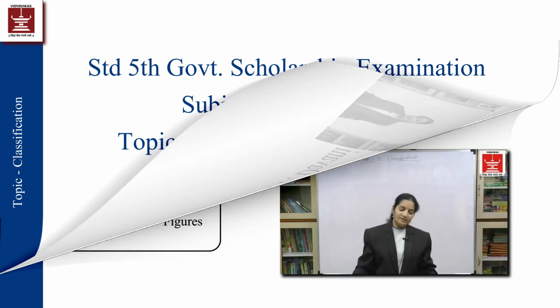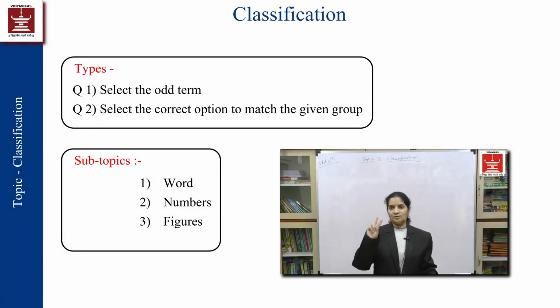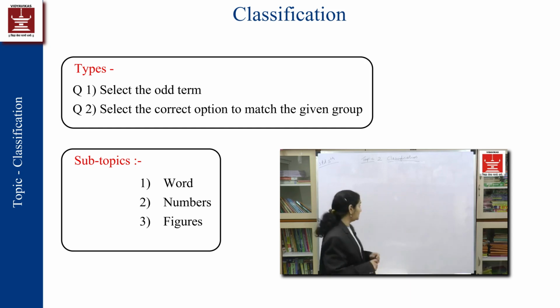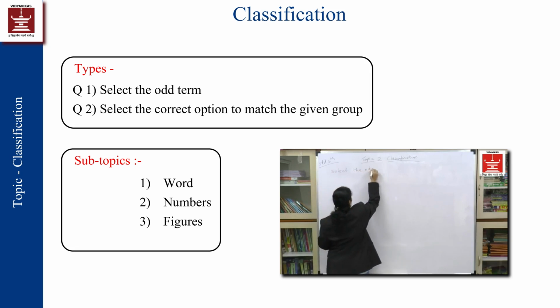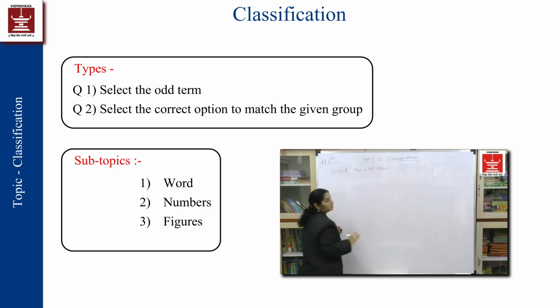Broadly, we'll say in classification you have 2 types of questions that are asked. One, they'll give you 4 options and ask you to select which is the odd man out. This is one typical type of question: select the odd term. So 4 options are given and you have to select the odd one.